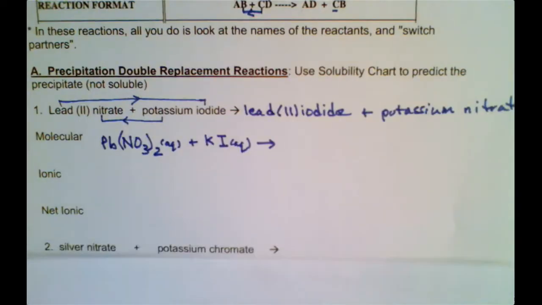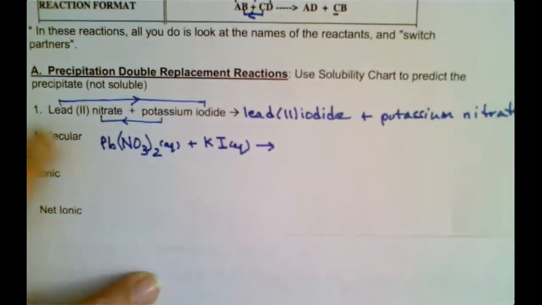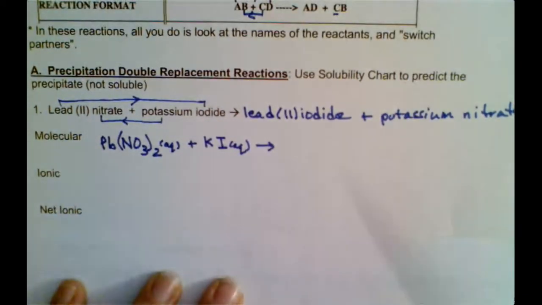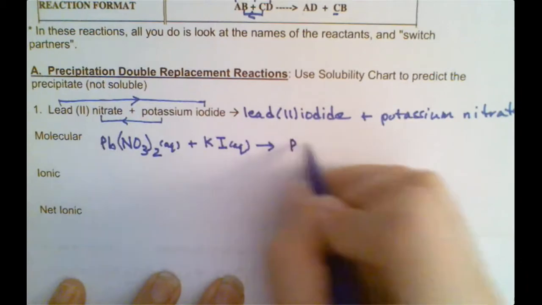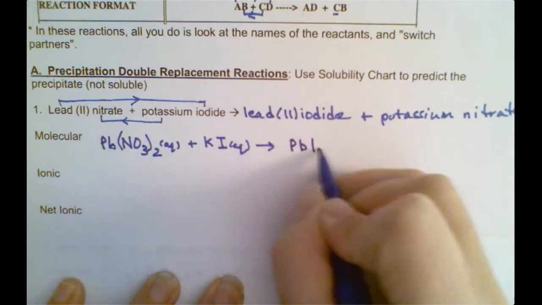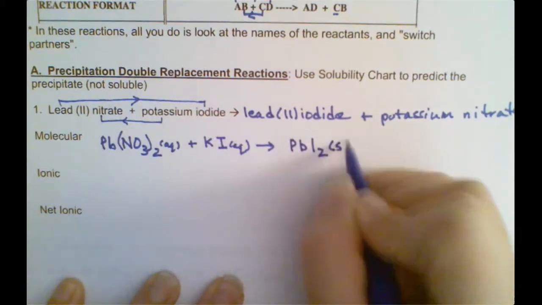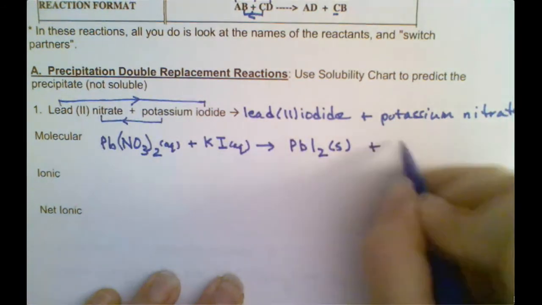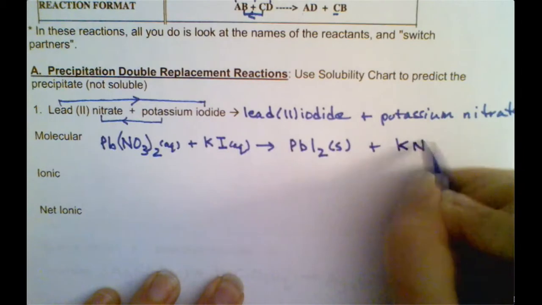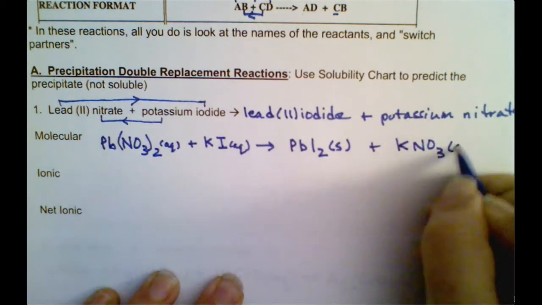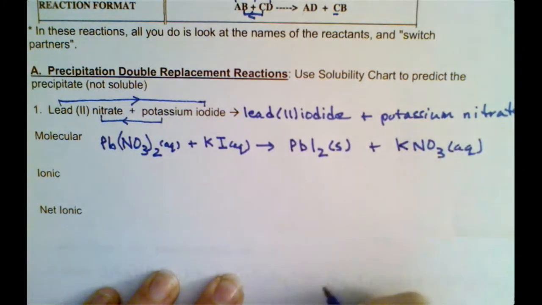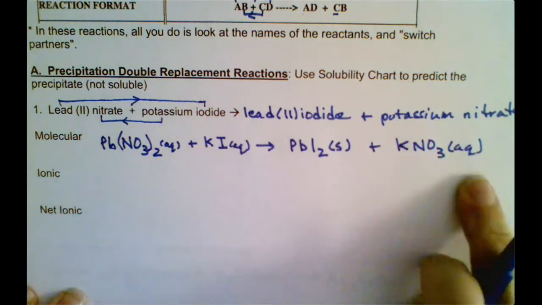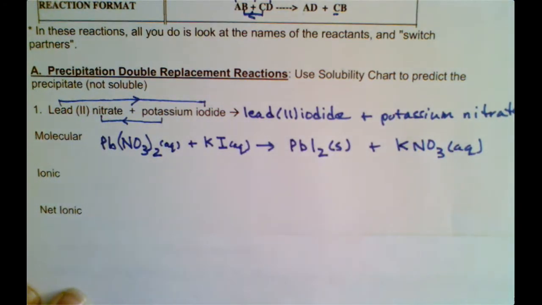Okay, now that we're back, let's just finish off our molecular equation here. So we know that lead(II) iodide is formed, and that is our solid, so we're going to write that as (s), S for solid. And we know that potassium nitrate is also formed, but that remains as aqueous. So we have completed this, but we now must balance the equation.